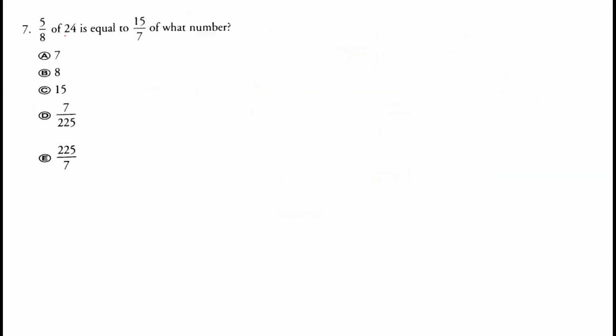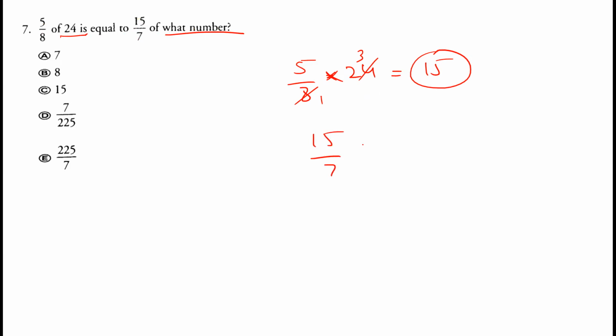Now 5/8 of 24 is equal to 5 over 7 of what number? Now 5/8 of 24 equals what? 8 threes are 24, 3 into 5 is 15. Now 15 over 7 of what number? So 5/8 of 24, which is 15, is equal to 5 over 7 of x. So 5 over 7 of x should be equal to 15. So we are left with x equals 21.